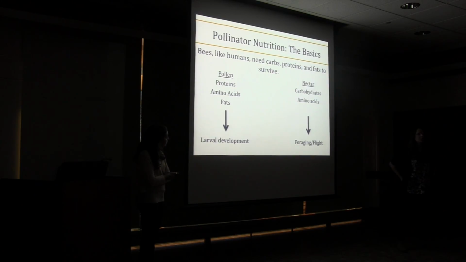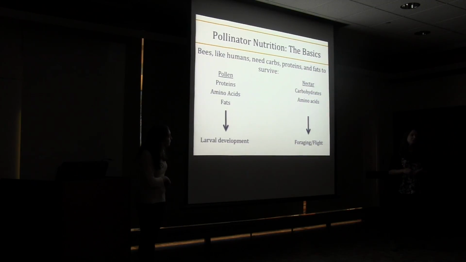So if you look at pollen, the main nutrients that it supplies are proteins, fats, and amino acids. And this is really critical for larval development in both social bees, where it's going to be important for the colony to develop, and in solitary bees, where it's going to be important just for the individuals to develop.